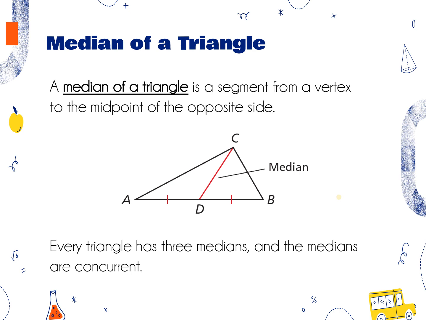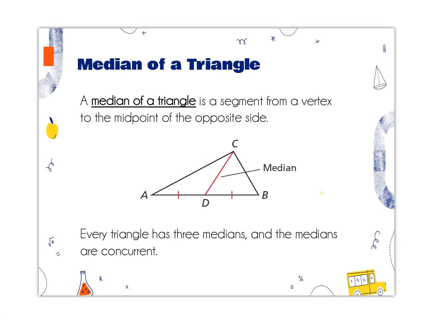Memorization is very important. The median of a triangle is a segment from a vertex to the midpoint of the opposite side. So if I look at this triangle here, triangle ACB, and I'm at vertex C up at the top, the median is going to go from the vertex to the midpoint of segment AB. Basically, it's going to go down, and notice that what that median does is it splits the segment in half.